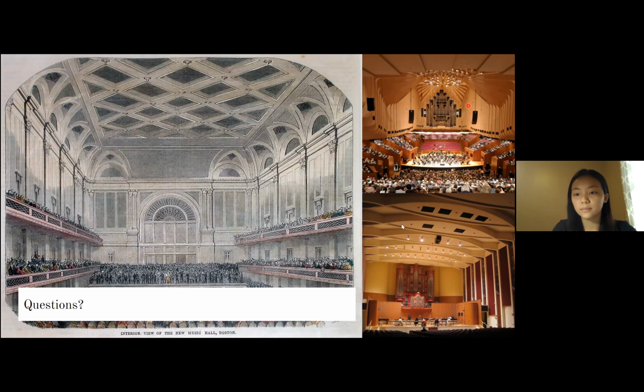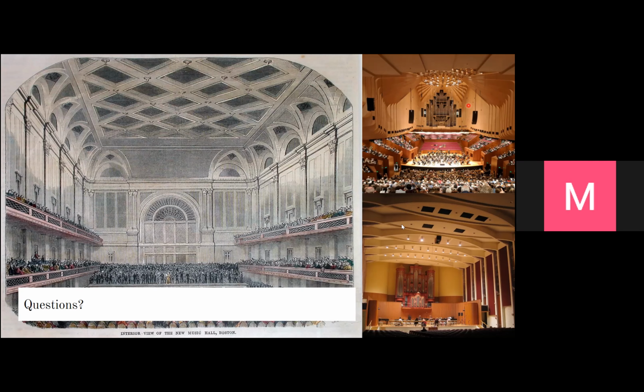Megan? So if the shape you described is the optimal shape, what is the shape that is considered conventional?